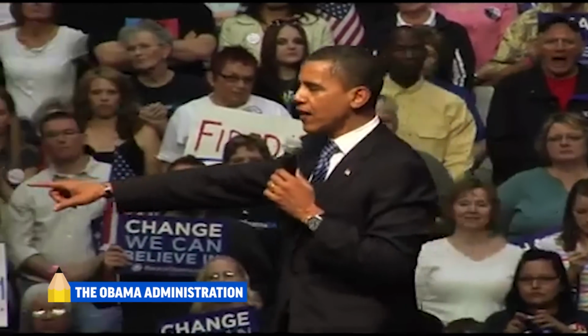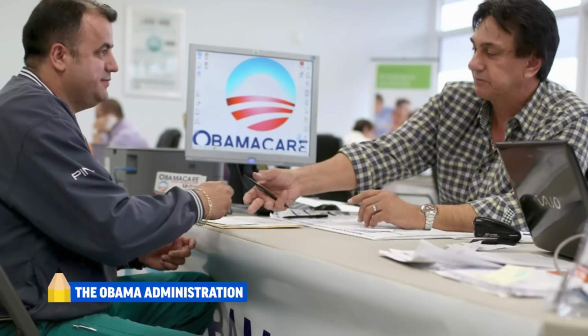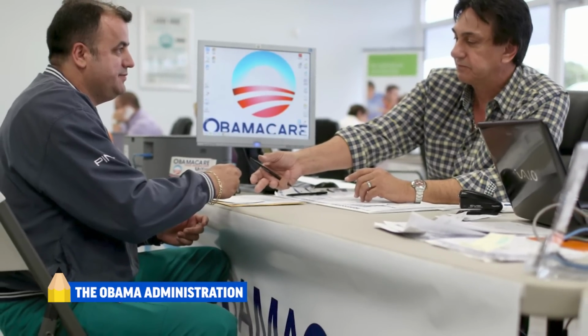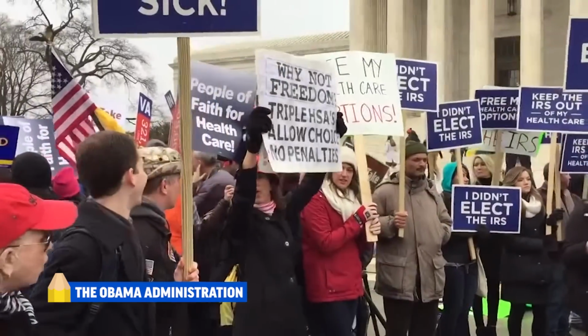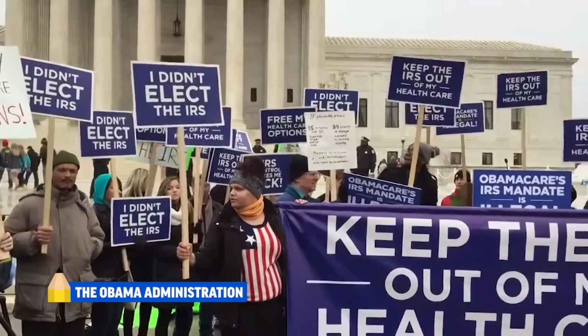And history was made in 2008 when Barack Obama became the first African-American president of the U.S. During his campaign, Obama promised healthcare reform. This was achieved with the Affordable Care Act, often referred to as Obamacare, which aimed to expand healthcare access to millions of Americans. However, conservatives opposed the law, arguing that it represented government overreach and debated the constitutionality of individual mandates.